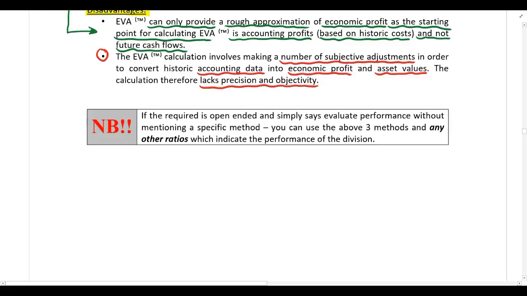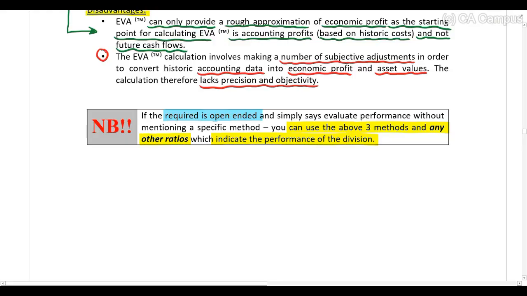In this lecture, we covered the 3 different methods that can be used to evaluate managerial performance. We looked at the calculation of return on investment, residual income, and EVA. However, please note that you can use the above three measures that we looked at in this lecture and also any other ratios which indicate the performance of a division where you have an open-ended required.